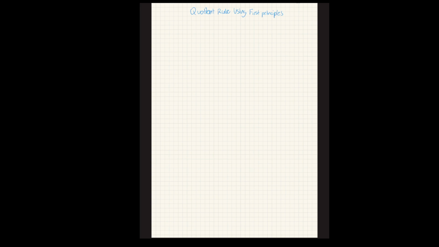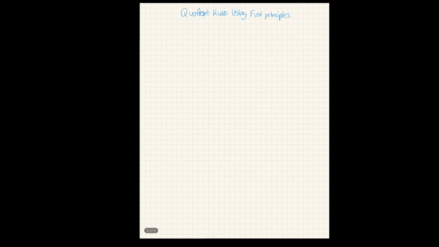Okay, today we're going to be using the quotient rule for derivatives, and we're going to be proving it using first principles, so you guys can grasp the understanding. So we're going to start with let f(x) equal f(x) over g(x), and recall that the formula for f'(x) is the limit as h tends to 0 of f(x+h) minus f(x) over h.